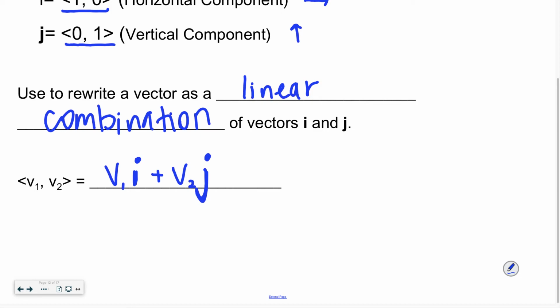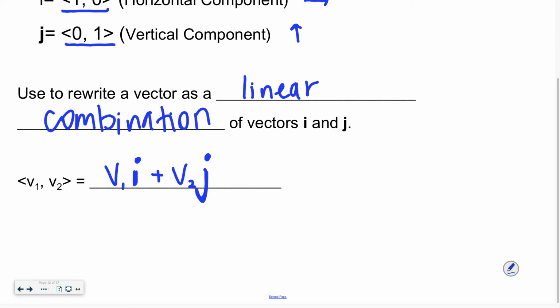Nothing has changed except the way we're notating or the way we're writing our vector. None of the math is going to change. None of the concepts are going to change. It's just a different way of writing our vector. I like to make my I's and J's bolded because they are the vectors. But I'm not going to require you to get crazy with your pencil lead.